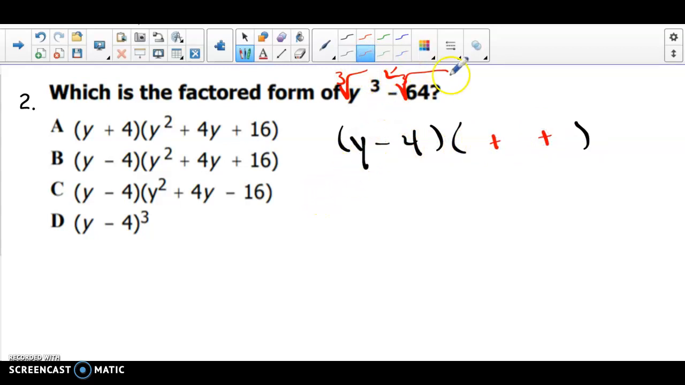I square my first term, I get y squared. It goes in front. I square my second term, 4 times 4 is 16, that goes in the back. To get my middle term, I simply multiply what's in the first parentheses together, so that gives me 4y. So this is my answer for number 2.